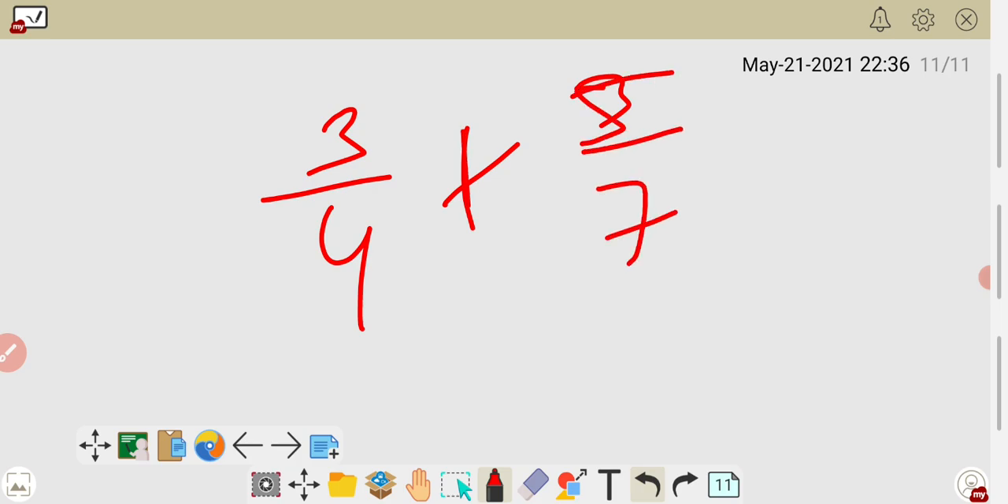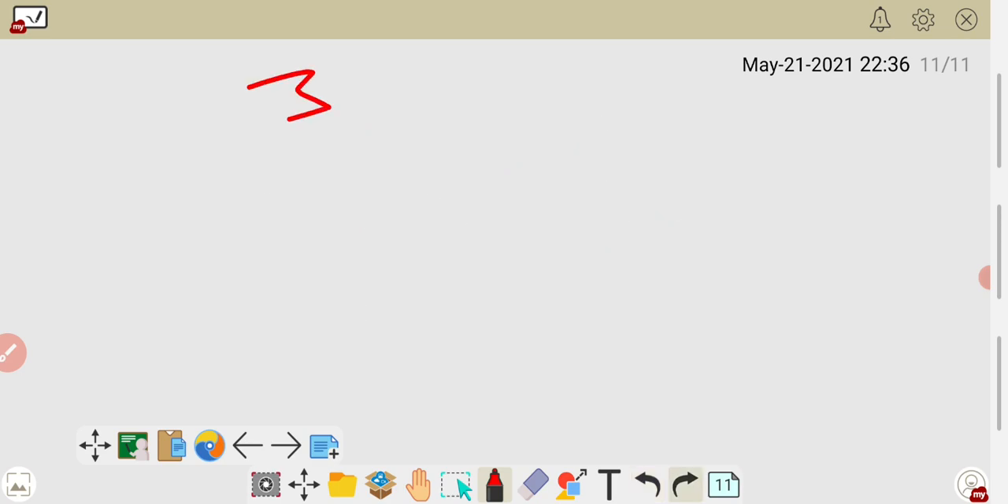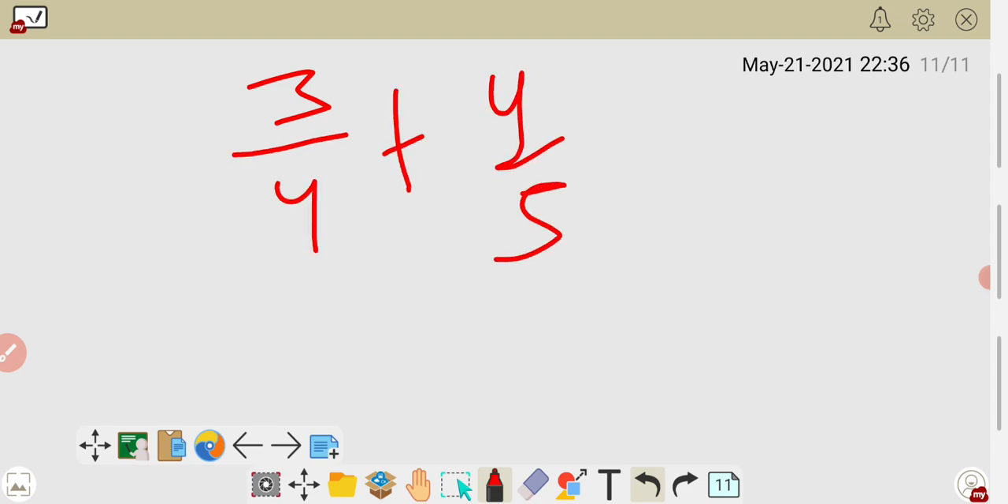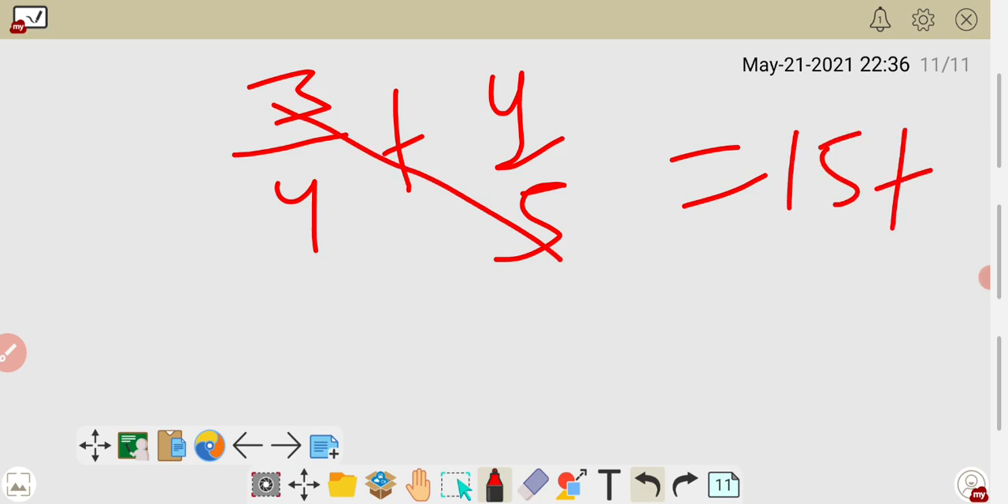Now you have to add these two numbers. Okay, now what do you do? Again I am telling you: 3 by 4 plus 4 by 5, for example. Now how do you add? It is a shortcut method. Just see here, just multiply cross. 3 5s are 15, then plus 4 4s are 16.